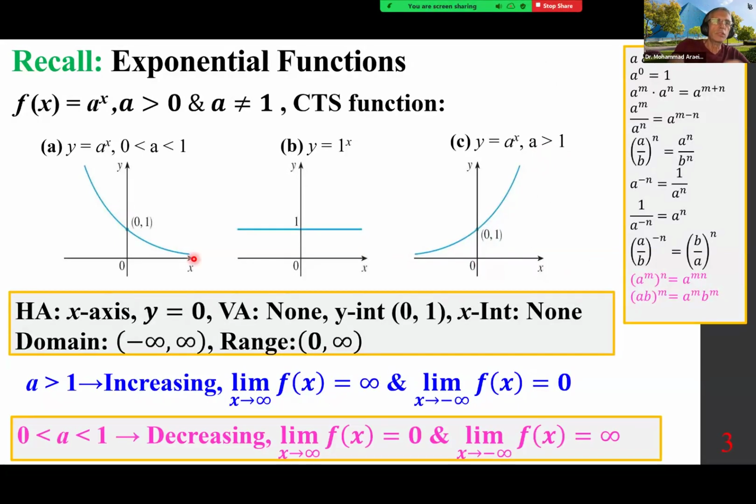When a is between 0 and 1, in this case, it's a decreasing function, which makes it an exponential decay, in which case the limit of f of x as x approaches infinity is 0. As x goes to infinity, y goes to 0. And that's again the definition of a horizontal asymptote. The limit of f of x as x approaches negative infinity is infinity. That means the second quadrant.